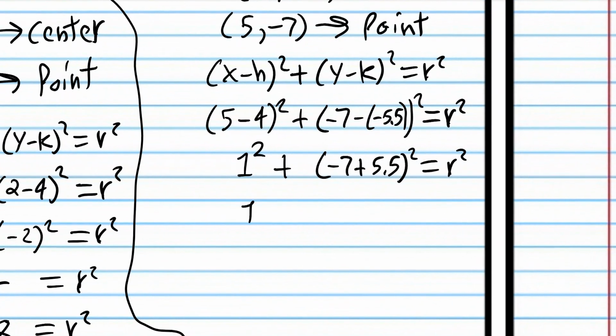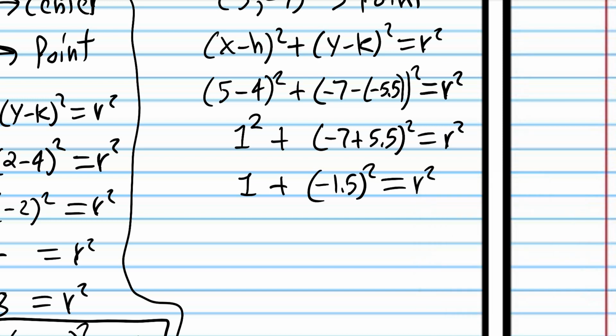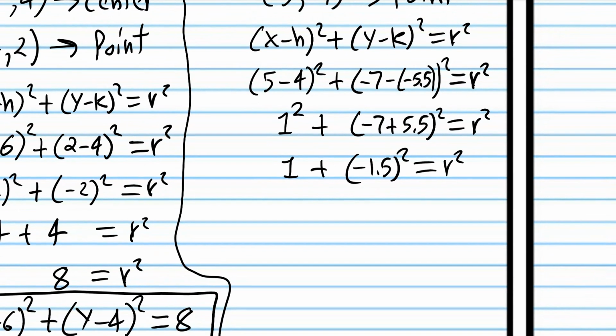So 1 squared is 1, and negative 7 plus 5.5 is negative 1.5. You can use a calculator for this stuff, it's okay. Negative 1.5 squared is positive 2.25. Add those together and you get 3.25 is r squared.